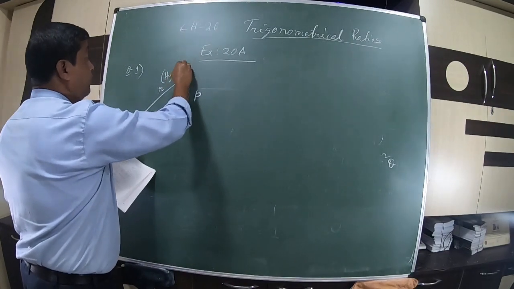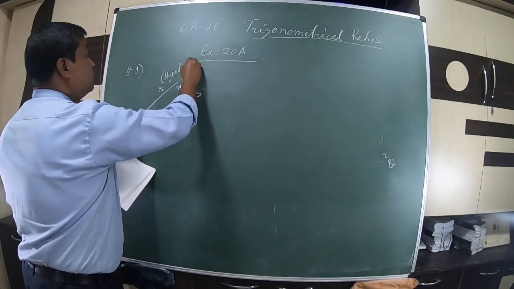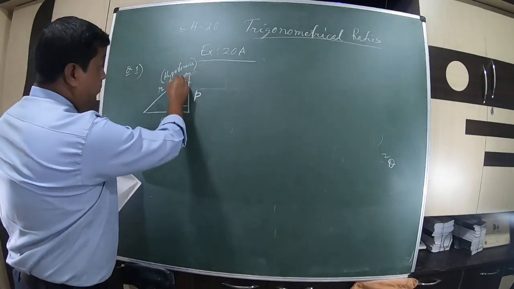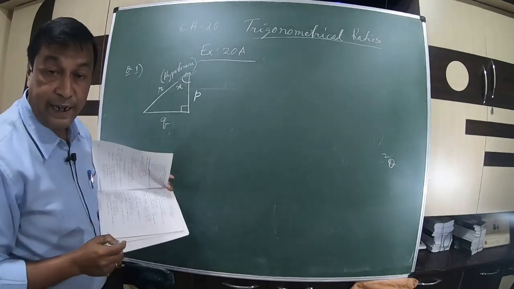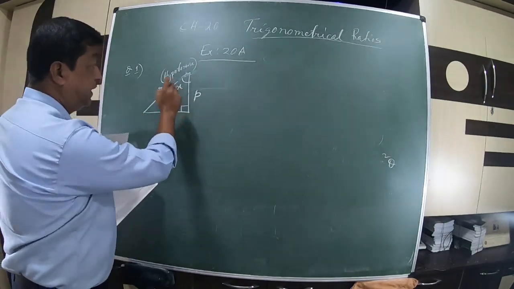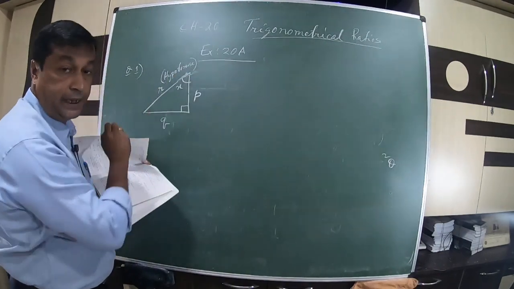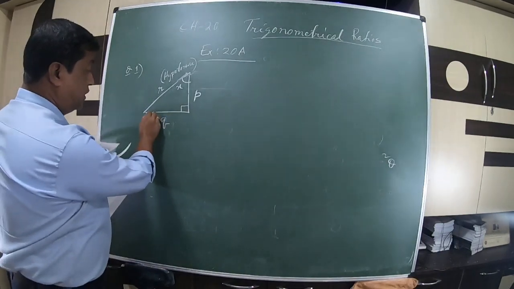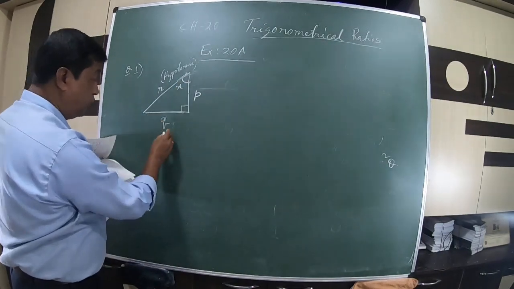This is the hypotenuse. Now, the side opposite to the given angle. What is the given angle here? X. X is the given angle here. So you will just see that given angle. Now which is the side opposite to this angle? This is the side opposite to this angle, so it will be the perpendicular.